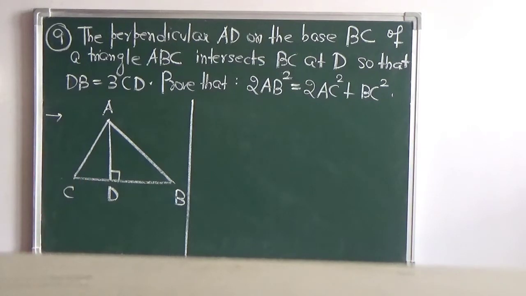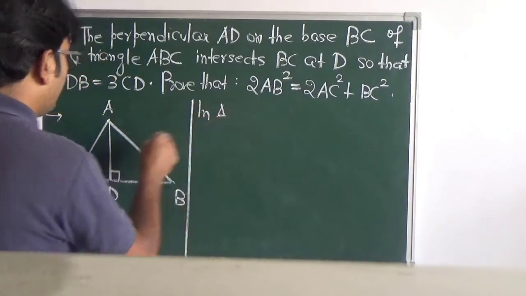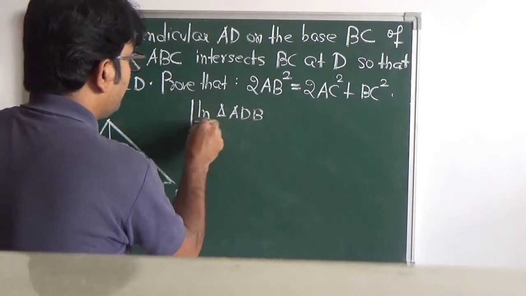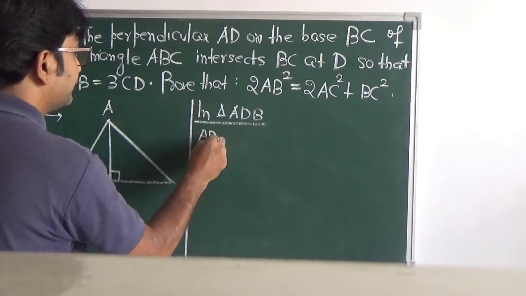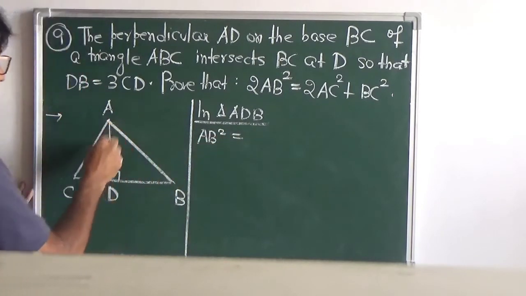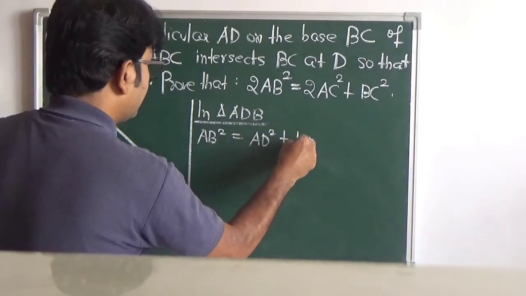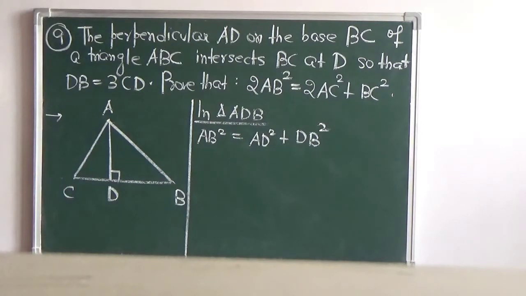We have to get the relation twice AB square equals twice AC square plus BC square. To start with, we can take triangle ABD and apply the Pythagoras theorem. In triangle ADB, we can write AB square is equal to AD square plus DB square. Very simple.